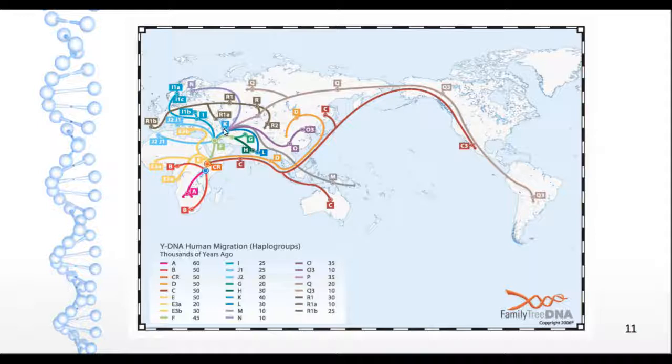And then we've got this branch that went off into Europe, and those are your lines there. So that's what a haplogroup is. It's just assigning you a group of where your ancestors originated.